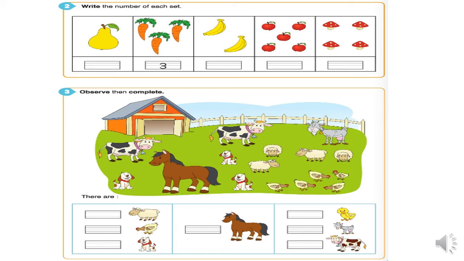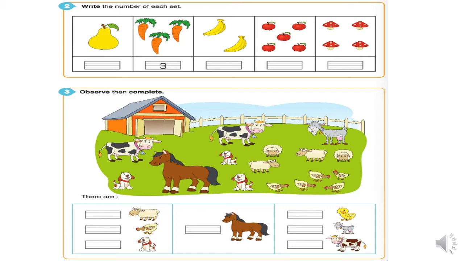The second animal is the hen. How many hens do we have in this farm? Let's count them. 1, 2, 3, 4, 5. So we write 5. We have 5 hens.